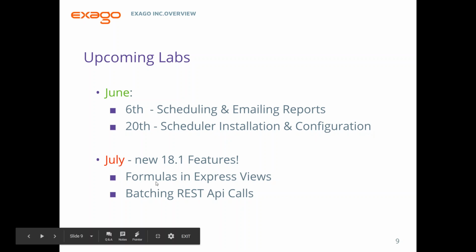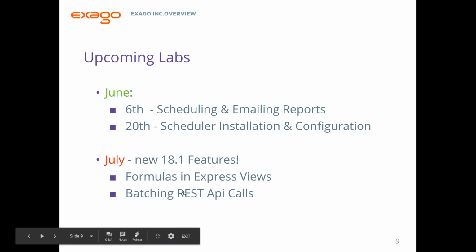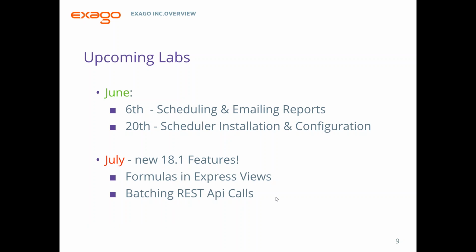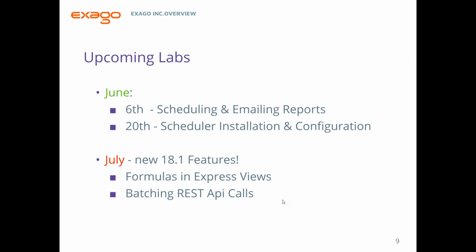And then in July, my colleague Emma is going to be showcasing one of our new features in our 18.1 release, which will be formulas in the Express views, which we're really excited about. Very cool, very useful feature there. And then I'm going to be covering batch REST API calls. So if you're using the REST API or you're thinking about using the REST API, this is a really cool way to batch together a number of calls and improve the performance of launching Exago using the REST API.